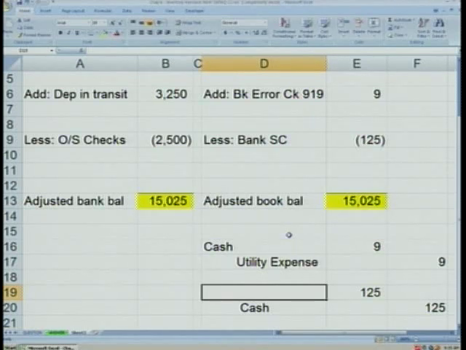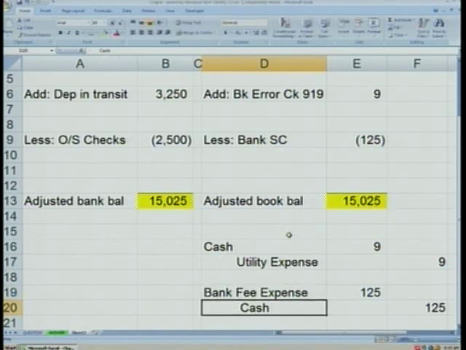Would it be interest? No, it's not interest because we're not earning interest. This is the bank service charge that they charge us. Miscellaneous expense? You could do miscellaneous expense or bank fee expense. Just make it whatever expense the company uses to record that.